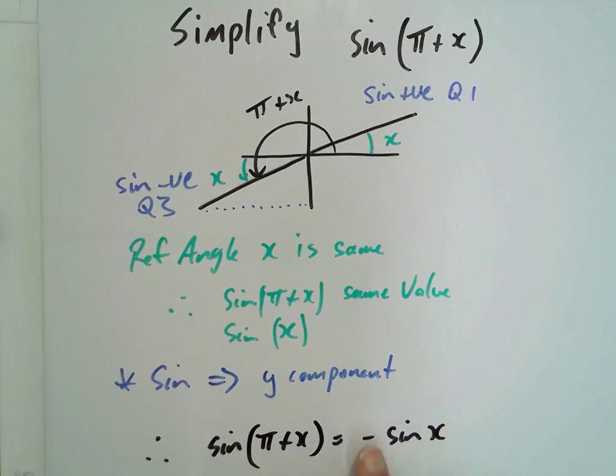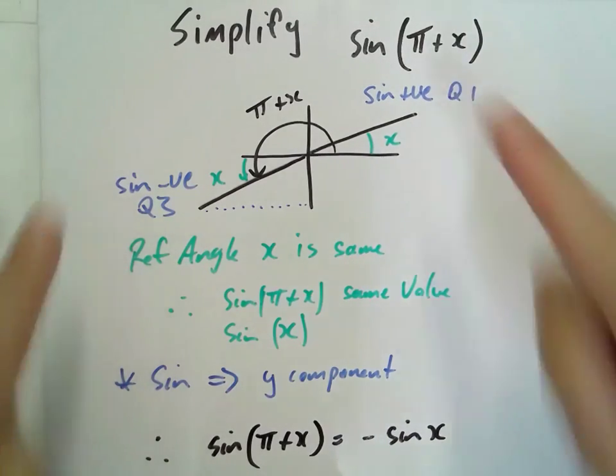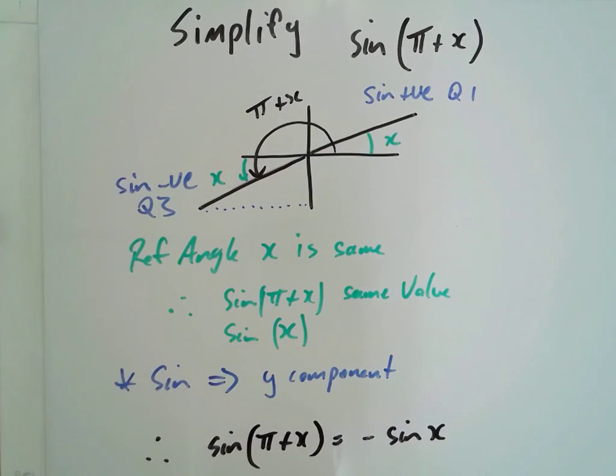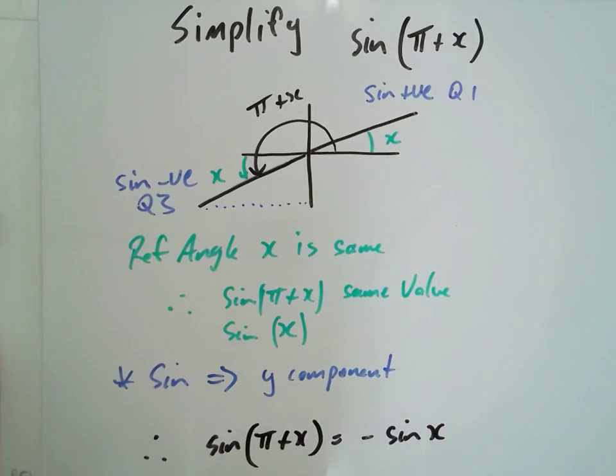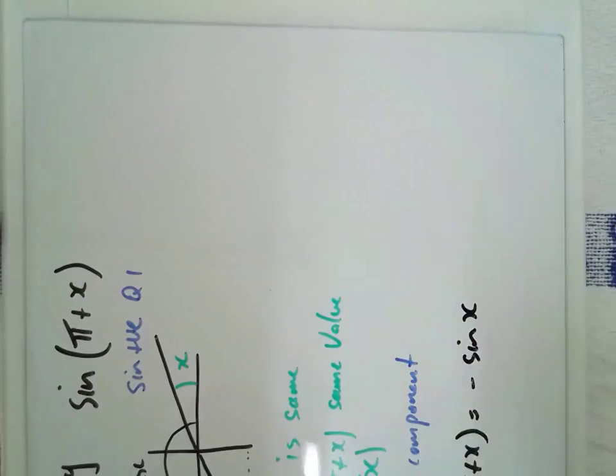So we know that without the negative, the two values are exactly the same, but because there's this negative positive relationship here, it's going to be negative sine x. So that's simplified because it's just in terms of x. Where we end up going is simplifying a couple of things.